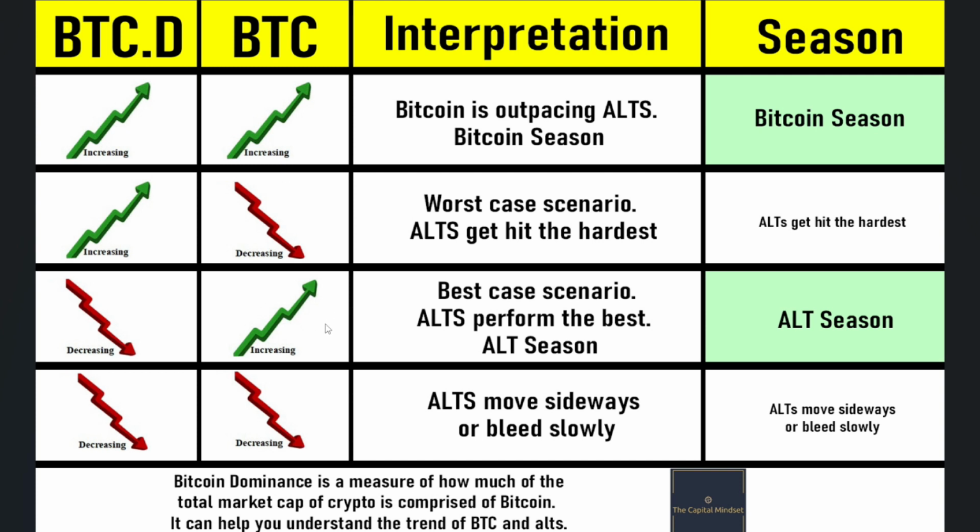And because the altcoins are going up, that's what's causing the dominance of Bitcoin to reduce. And this is actually the best case scenario because the alts are going to perform the best. This is known as the alt season.